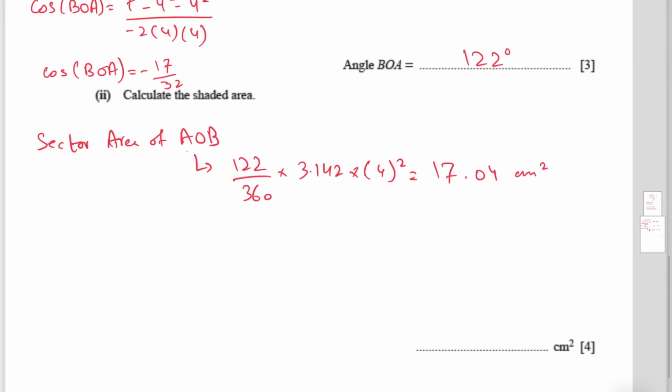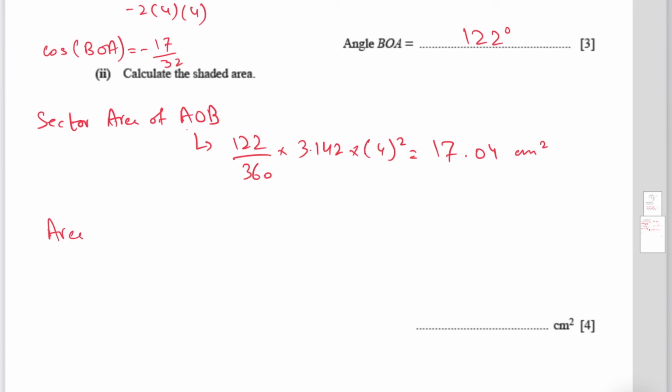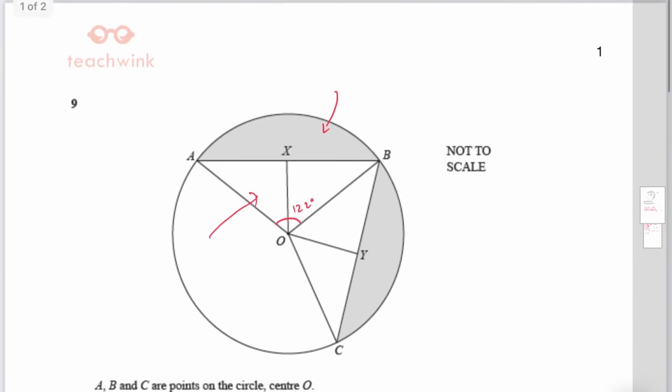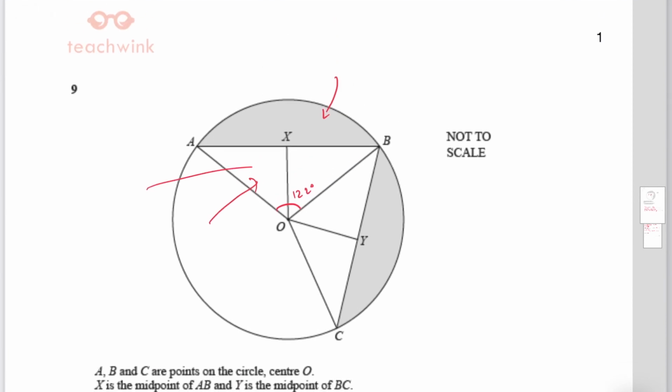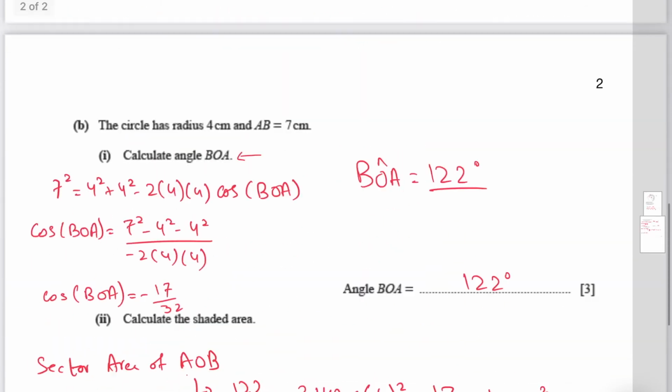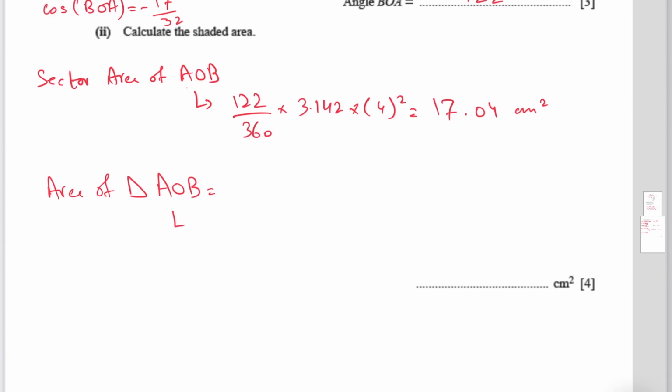Yeah. And then we find the area of triangle AOB. So why do we find the area of triangle AOB? Because from the sector, if we subtract the area of this triangle, we would get the area of the shaded part over here. So how do we find the area of this triangle? We use the trigonometric area formula. So we do one half times 4 times 4 times sine of 122 degrees. So let's do that: 0.5 times 4 times 4 times sine 122. This gives us 6.78 centimeters squared. That's the area of triangle AOB.